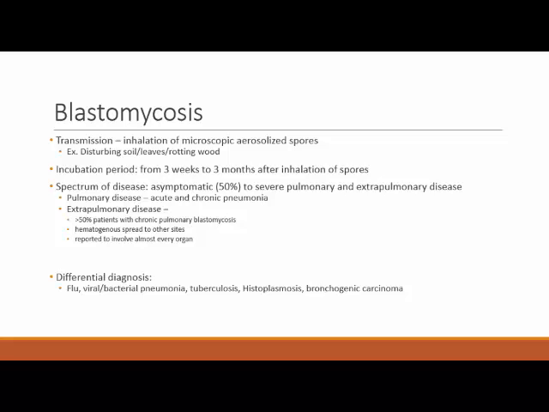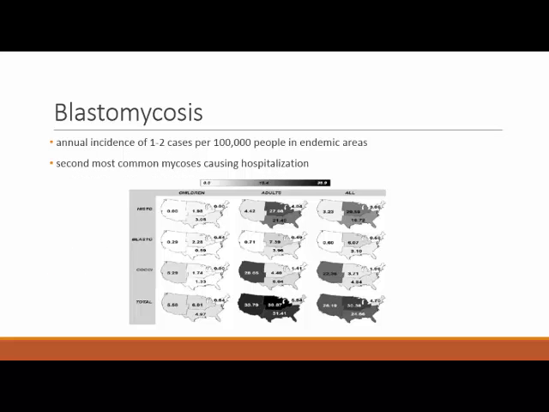And the spectrum of disease is also variable. Patients can be asymptomatic in up to 50% of cases, but they can progress to severe pulmonary and extrapulmonary disease. So the pulmonary disease, there's an acute and a chronic pneumonia, and then extrapulmonary disease, there is up to 50% of patients who have chronic pulmonary blasto also have extrapulmonary disease, and it's the result of hematogenous spread to other sites, and it's reported to involve almost every organ. Again, because of a nonspecific presentation, the differential should include anything from viral and typical pneumonia to TB, histo, and certain cancers.